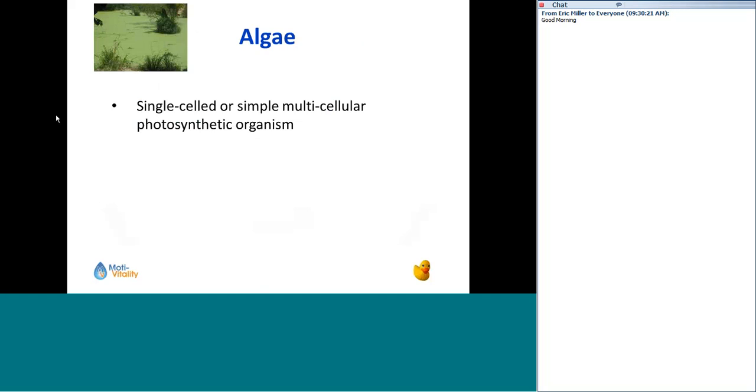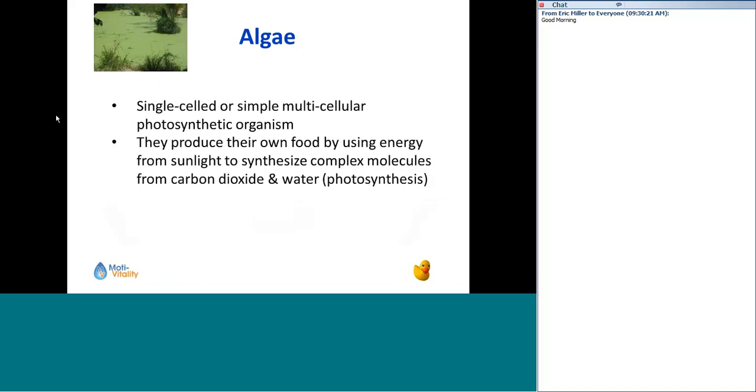Let's talk about algae, shall we? That sounds like something fun to talk about. So these are single-celled or simple multicellular photosynthetic organisms. They produce their own food by using energy from sunlight to synthesize complex molecules from carbon dioxide and water. That's called photosynthesis.